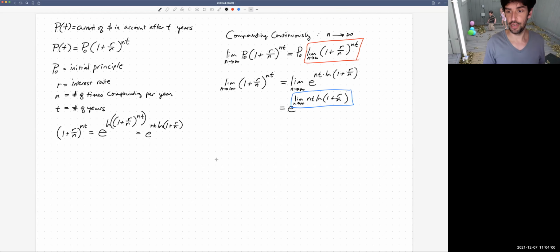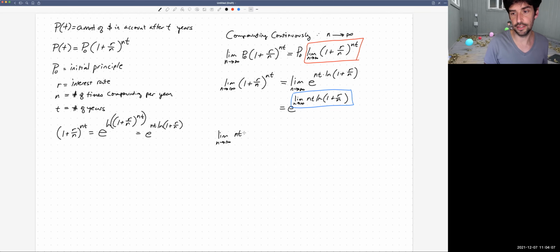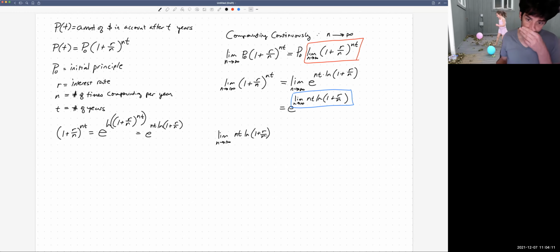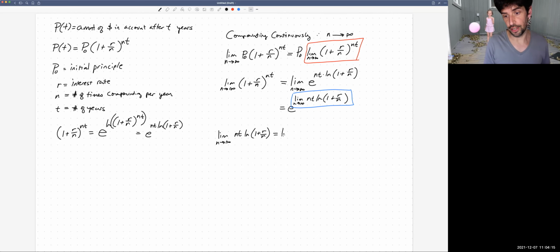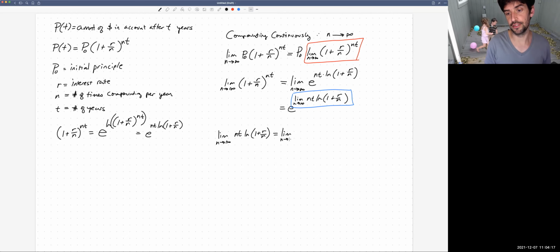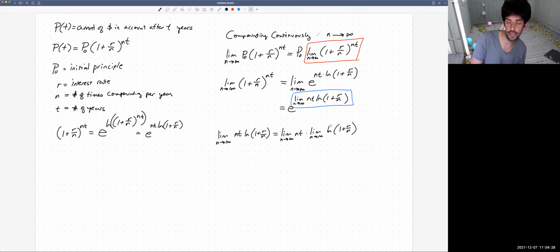Okay, so now I'm just looking at the limit in that exponent. We've got the limit as n goes to infinity of nt natural log 1 plus r over n. So this first term, well here, let's just write it as the product of two limits. This is a limit law. The limit as n goes to infinity of the natural log of 1 plus r over n, okay?